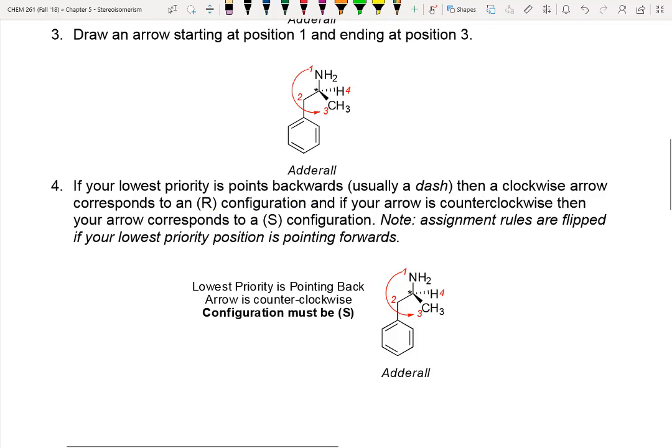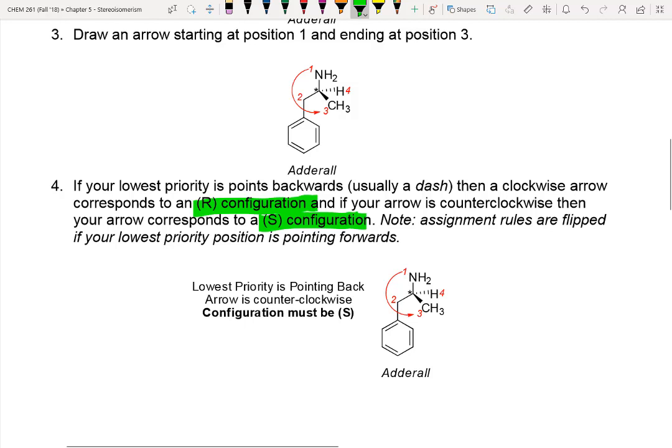Assuming that your lowest priority is pointing back, if it's going counterclockwise, it must be an S. So if we look at this one, our lowest priority is a dash, so we're following our normal rules. And we're going counterclockwise, so it must be an S stereocenter. Does that make sense? Why is it an S?